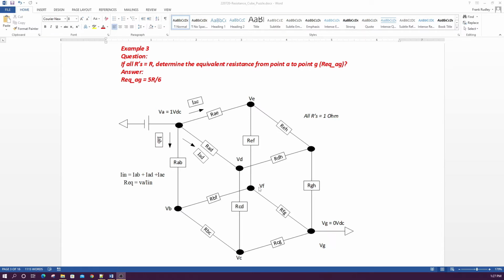So anyway, in example 1, where we went from this point to this point diagonally across, we got 3/4 R. When we did an edge, say from A to B, we got 7/12 R. And if we go from the longest corner to the longest corner diagonally, say from point A to G, we get 5/6 R.